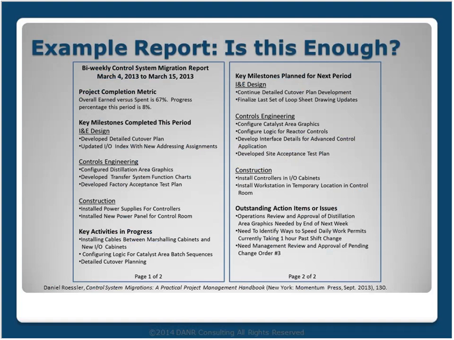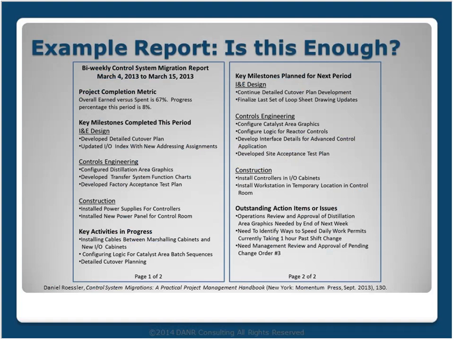So here's a very basic project management report, and it's a text-based report, and it doesn't provide supporting numbers for some of the conclusions. For example, I have listed here overall earned versus spent percentage is 67%, and progress percentage this period is 8%. But I'm not providing any backup data for those numbers. Also in the report are milestones completed since the last reporting period, what key project activities are in progress, what milestones are planned before the next reporting period, what action items or issues need to be resolved, etc.